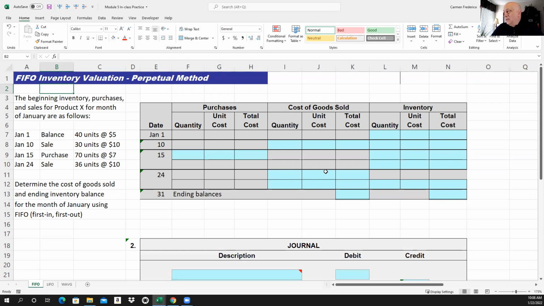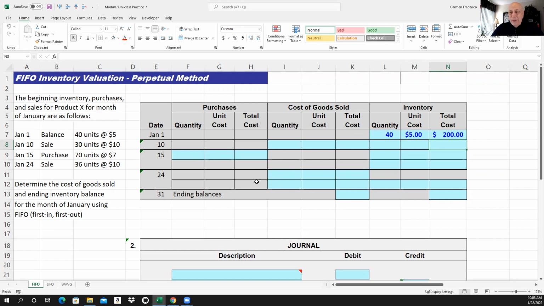Okay, so let's fill out this grid. Our quantity is going to be our beginning balance. We have 40 units and our unit cost is $5 a piece. So our total is going to be 40 units times the $5 a piece, which is $200, our beginning inventory. Okay, 40 units times 5.